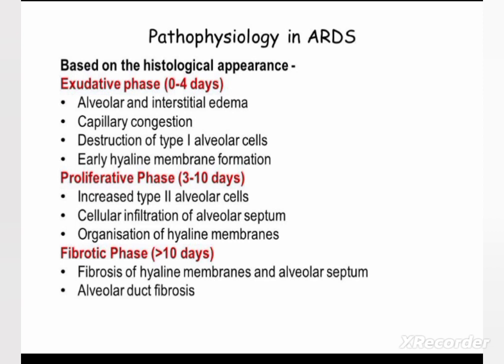Next one, fibrotic phase. Fibrotic phase takes place at greater than 10 days. Here the fibrosis of hyaline membrane and alveolar septum and alveolar duct fibrosis occurs. So what happens?